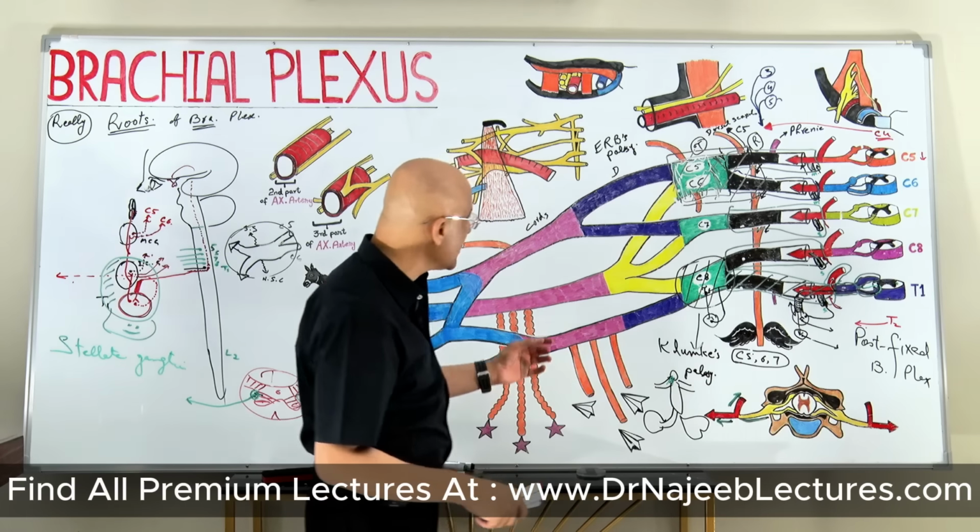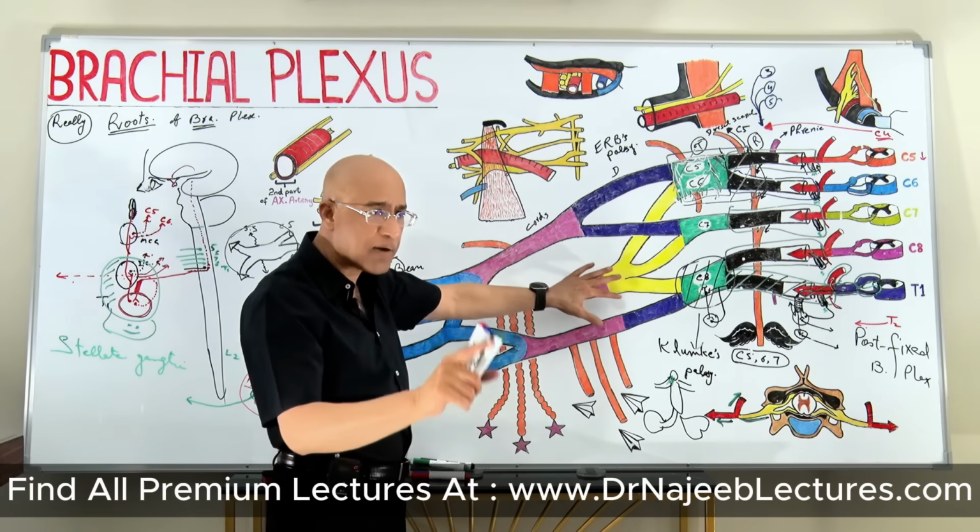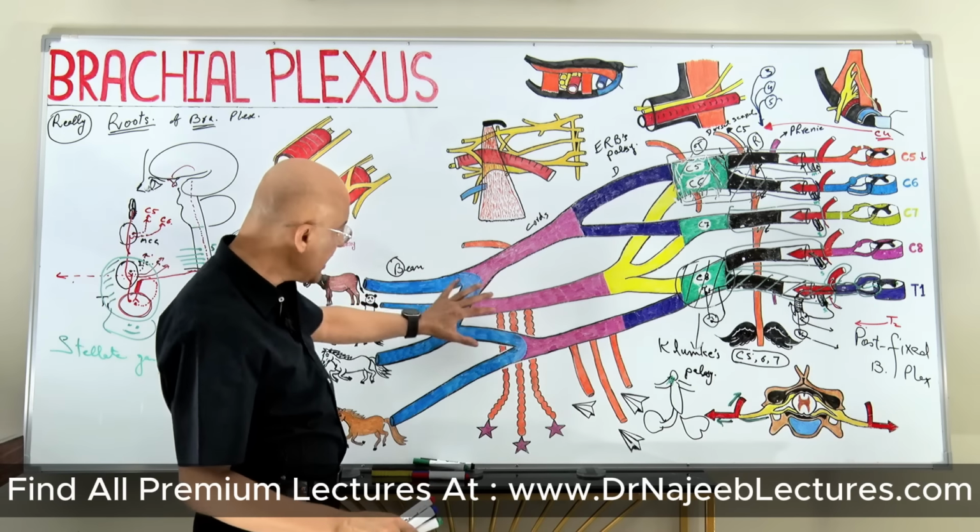After that, in the next lecture we will do the divisions also. After that we will come to the cords and branches, right?